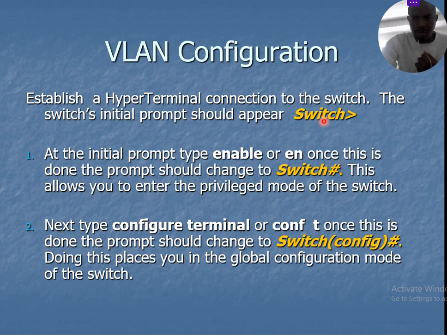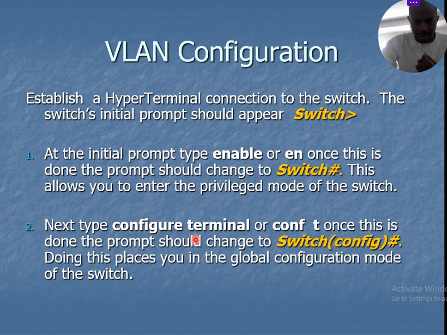The first one, the greater than, is the user mode. The second one, switch hashtag, is the privileged execute mode. This allows you to enter the privileged mode of the switch. Then the next step is to configure the terminal, or you enter config T. That's what we call configure terminal. Once this is done, the prompt should change to switch config hashtag.